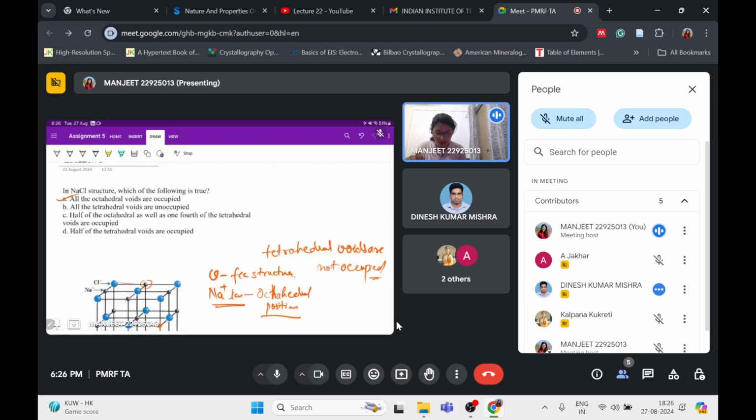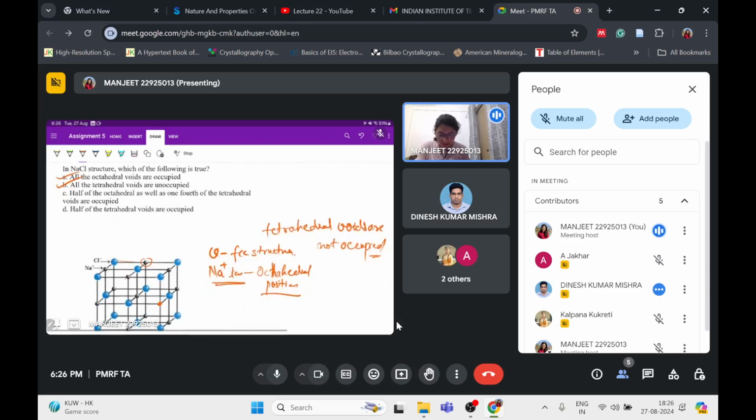So this is also the correct statement. All the tetrahedral voids are unoccupied. So A and B are correct. In C part, it is given half of the octahedral as well as 1/4 of the tetrahedral voids are occupied. No, all the octahedral voids are occupied, and all the tetrahedral voids are unoccupied. So this is not correct.